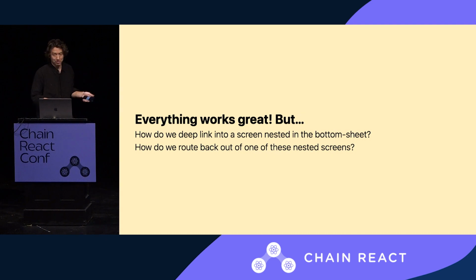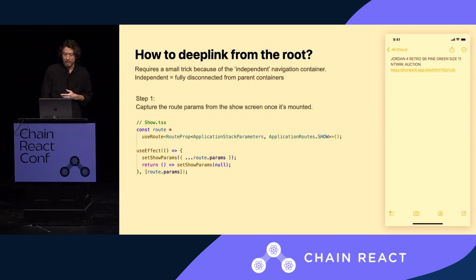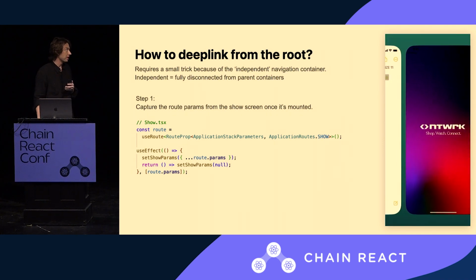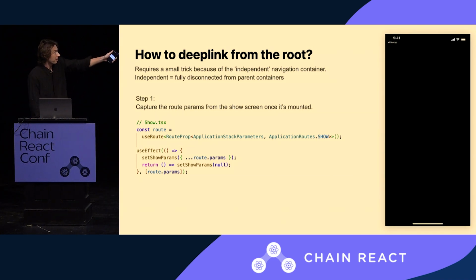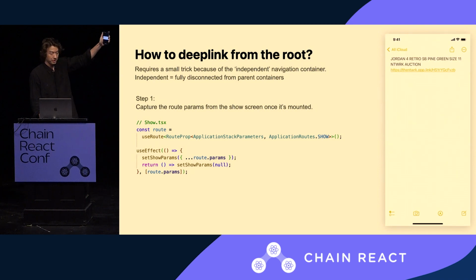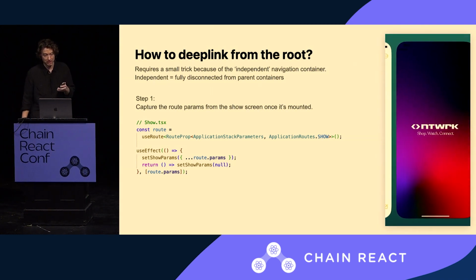So everything works great. We're able to use all these packages, but two of the problems that we ran into were how do we deep link into a screen nested in the bottom sheet, and how do we route back out of one of those nested screens? So here's an example of a deep link that we're doing. You'll see in the video we're clicking, we get routed into the show screen, and then we render the catalog, and then link directly into one of the detail screens in there.